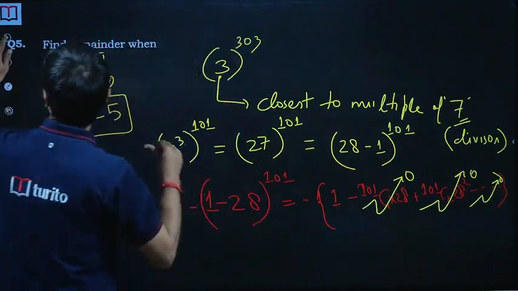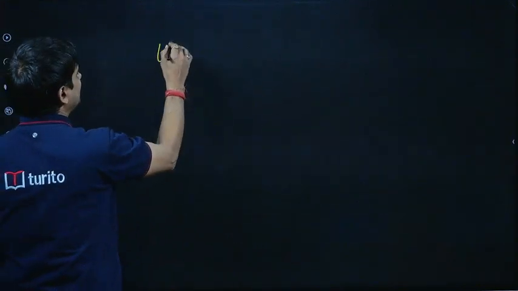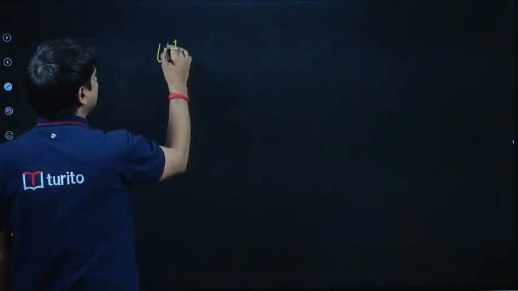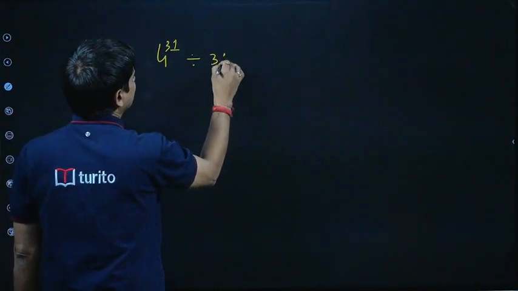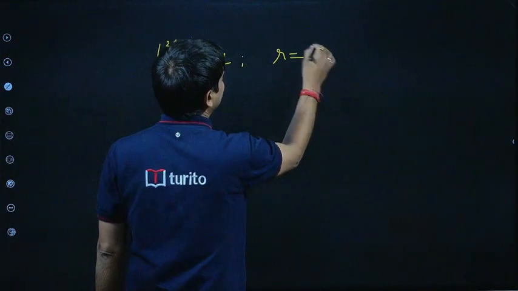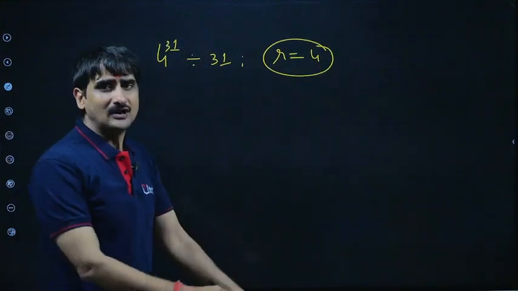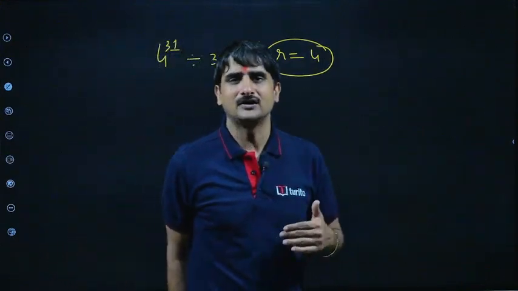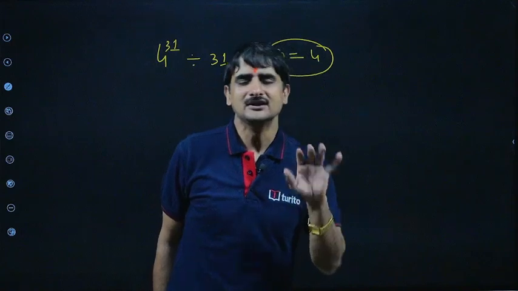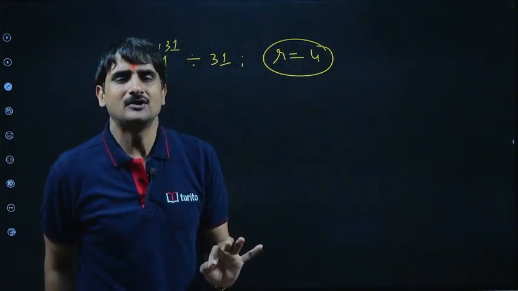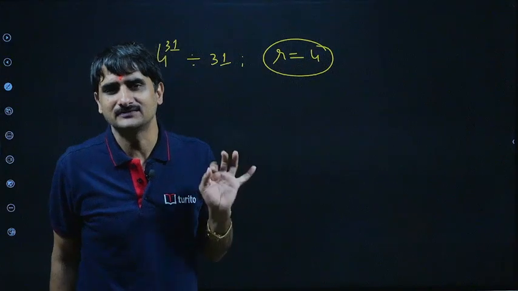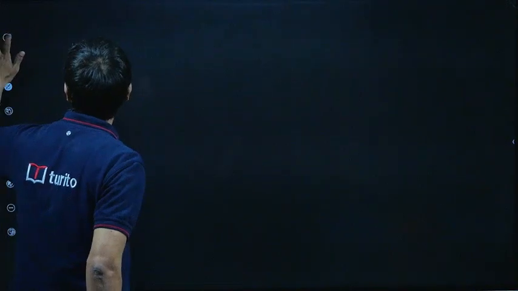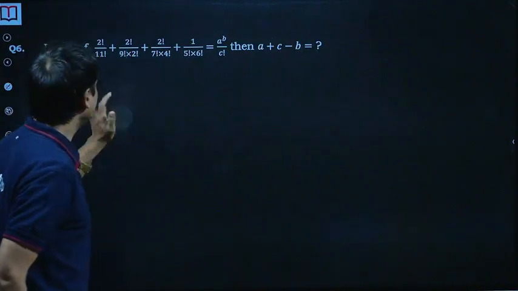For example, if I say find the remainder when 4 raised to the power 31 is divided by 31, the remainder will be 4 here, bachcho, without any doubt. Many of you would have done it as a part of a theorem somewhere while preparing for Olympiads, etc. But still, we can easily prove it with the help of the binomial expansion. I'm not going into that much detail because what we need here is the result, which we can use wherever required.